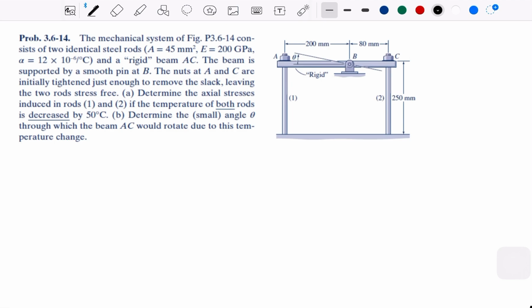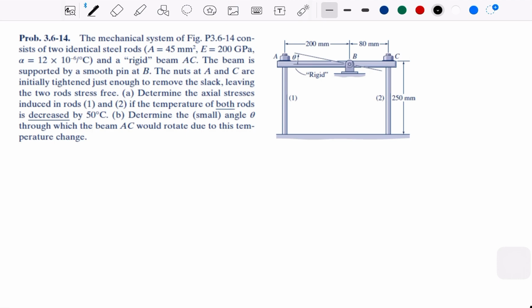And then the thermal expansion is also given for the steel rods, and then rigid being AC. Okay, so if you prefer rigid, every time you see rigid in the questions, it means that we are going to mostly ignore most of the information from that beam. So we are going to focus on rod 1 and rod 2. We have the height, we have the information given.